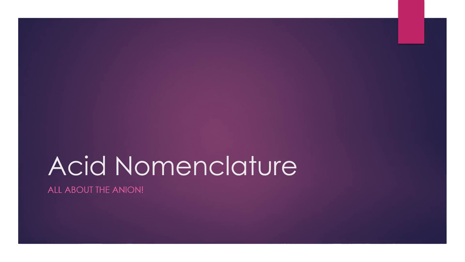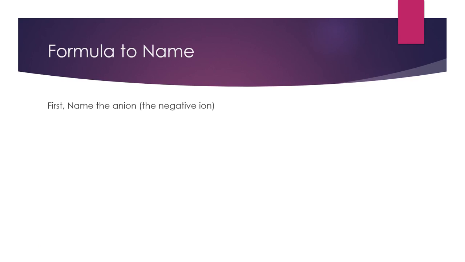This is a short presentation on acid nomenclature. When you're naming acids or writing the formulas for acids, it's all about the anion. It determines what the name is, and it determines what the formula is. If you're going from a formula to a name, the first thing you need to do is to name the anion, or of course the negative ion.